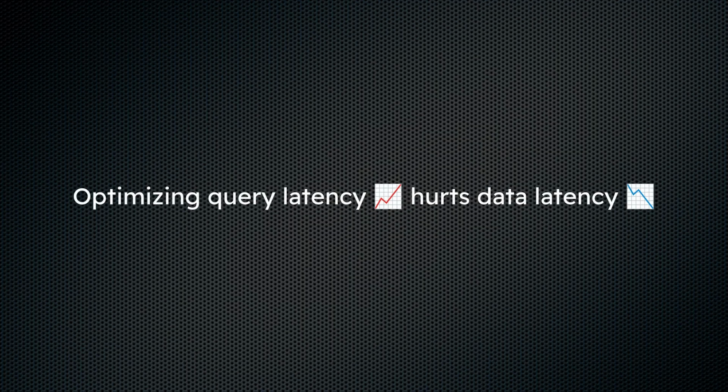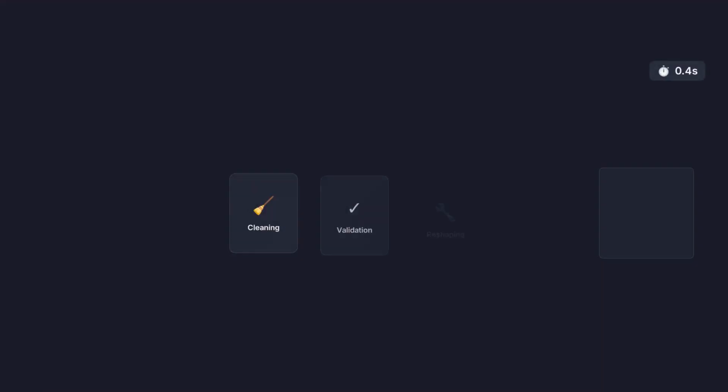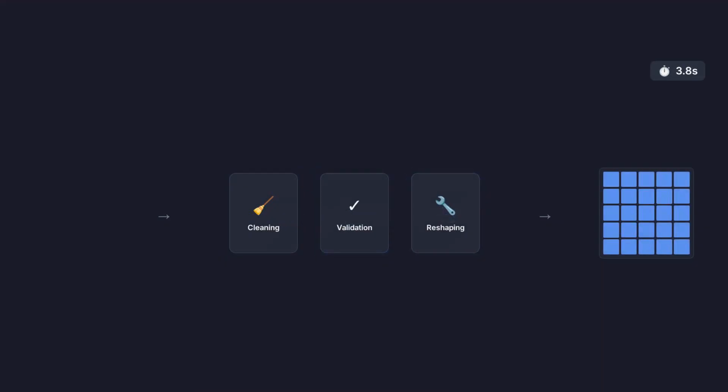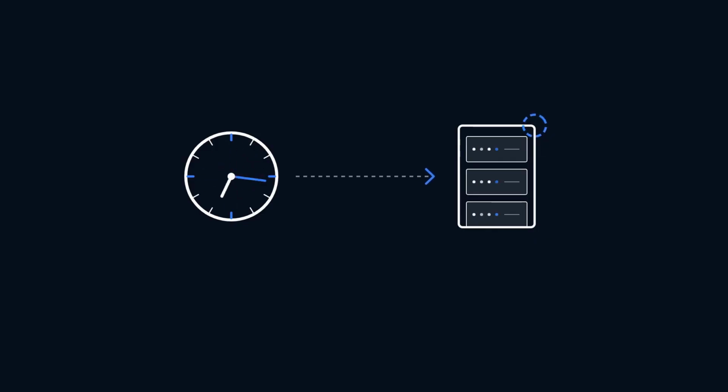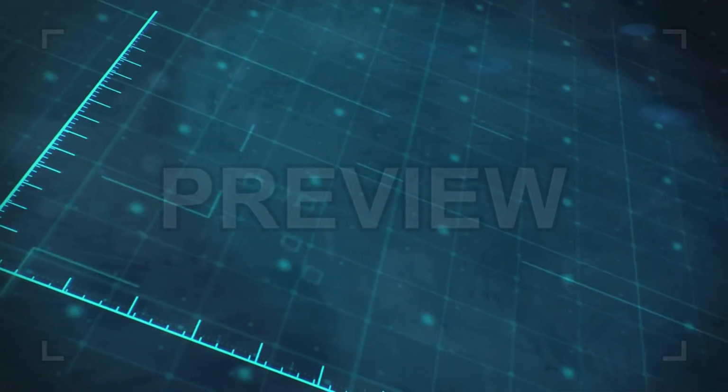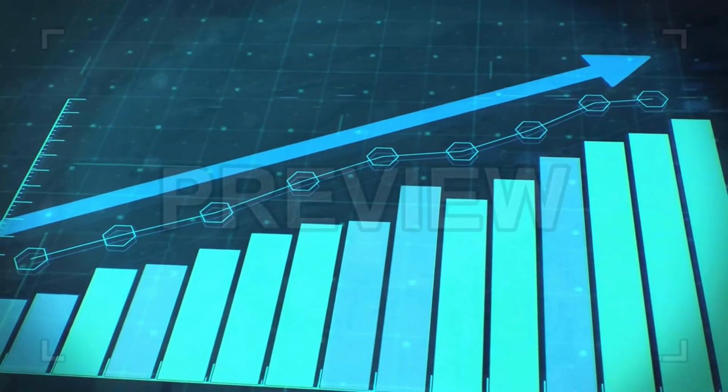On the flip side, optimizing query latency can hurt data latency. If you want reports to load instantly, you often have to pre-calculate aggregates, enforce strict schemas for data validation, and store results in optimized summary tables. But all of that processing takes time. So instead of ingesting data continuously, you batch it up and process it periodically, maybe once an hour or once a day. That lowers query latency, but increases data latency.